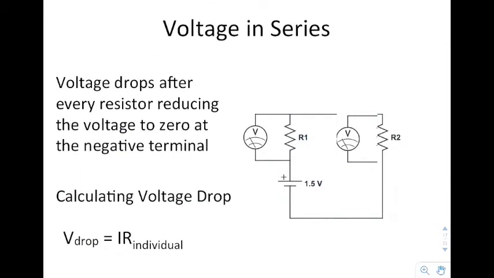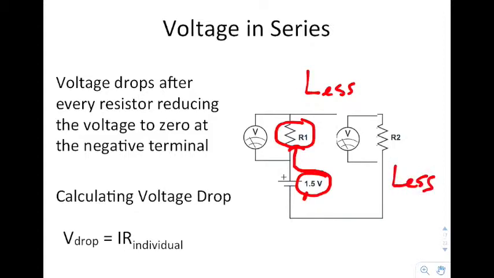Now when you look at the voltage, it's a little bit different. Okay, the voltage is the energy that's provided to the circuit. Now we've already said that what resistors do is they actually use some of that energy. So what happens is I go through the first resistor, I use some of the 1.5 volts, so there's less after I go through the resistor. And then there's less after I go through the second resistor.